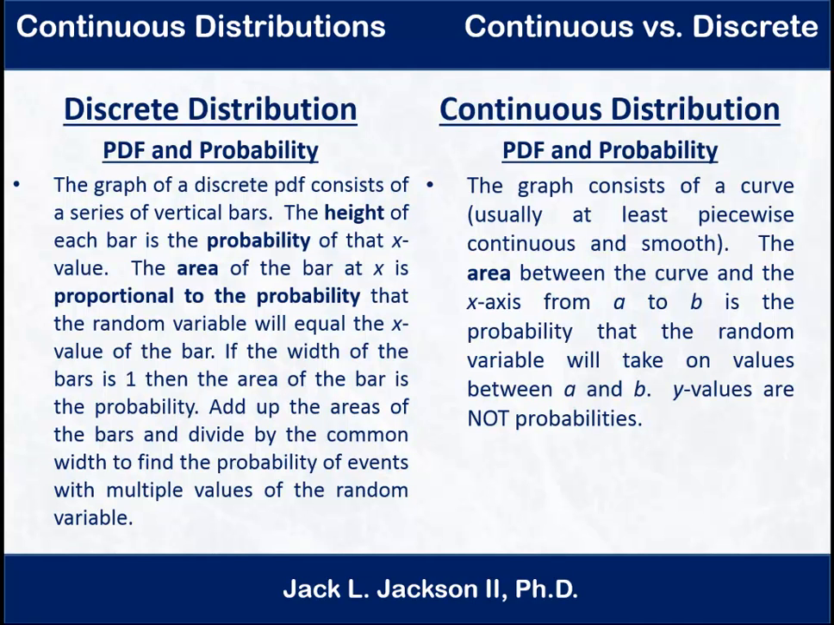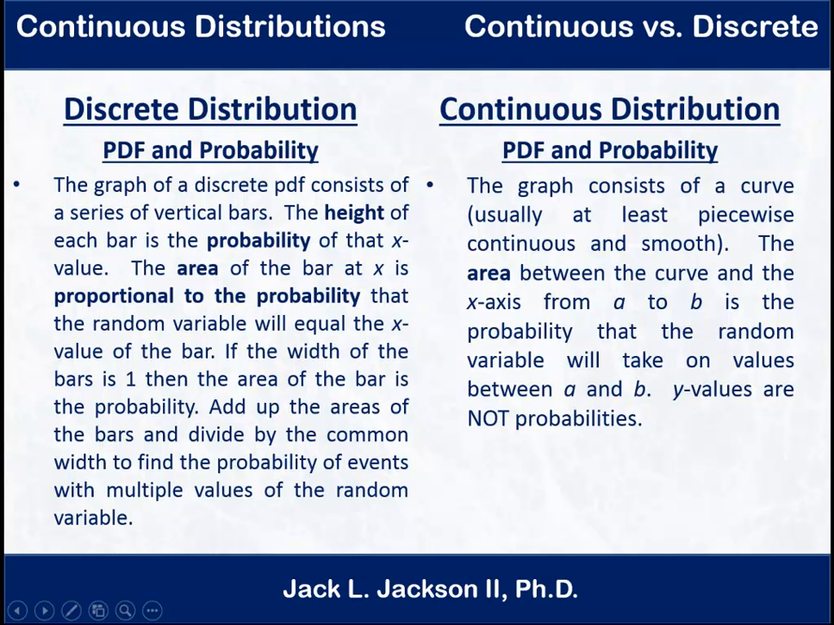Now, in a continuous distribution, the graph consists of a curve, again, usually at least piecewise continuous and smooth. And what we have as a probability over here is an area. It actually is the area. The area between the curve and the x-axis from A to B is the probability that the random variable will take on values between A and B. But notice over here in the continuous case, y values are not probabilities. In the discrete case, y values are probabilities and the height of the bar, whereas in the continuous case over here, the y values are the height of the curve, but they are not probabilities.